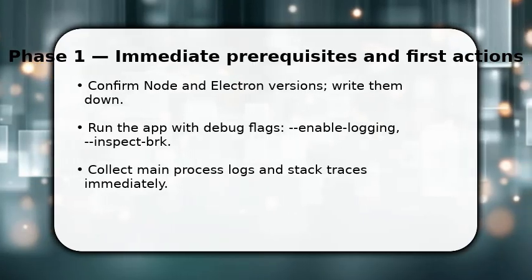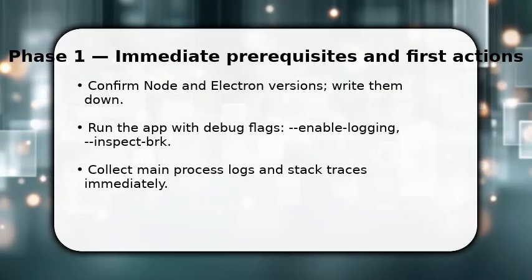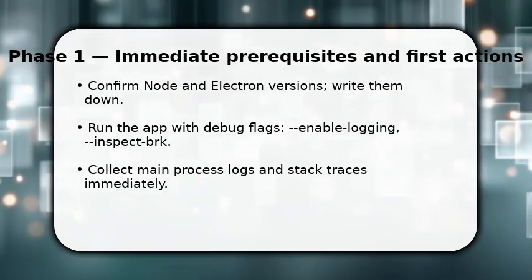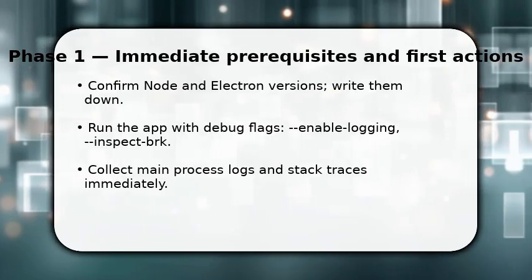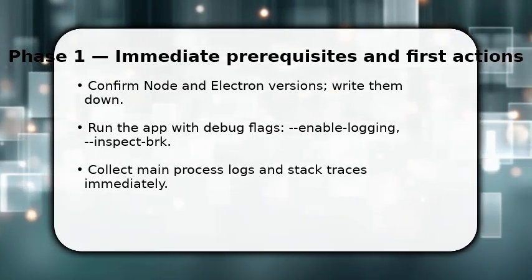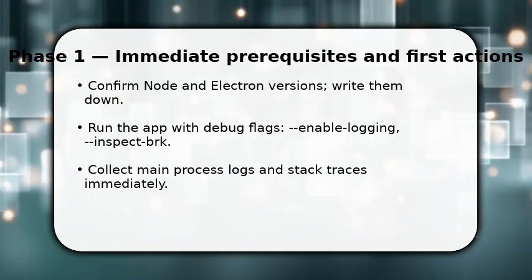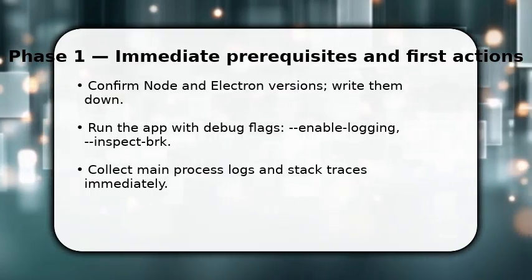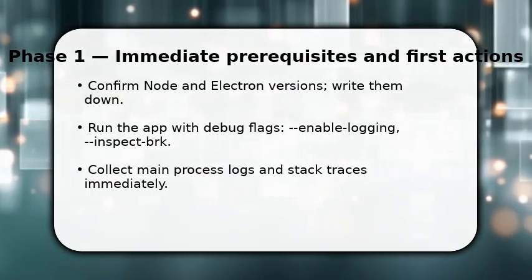You start by confirming the environment, make sure Node and Electron versions match the app requirements, and note them. Once done, launch with debug flags, use enable logging and inspect BRK to capture main process behavior. This forces breakpoints before code runs.